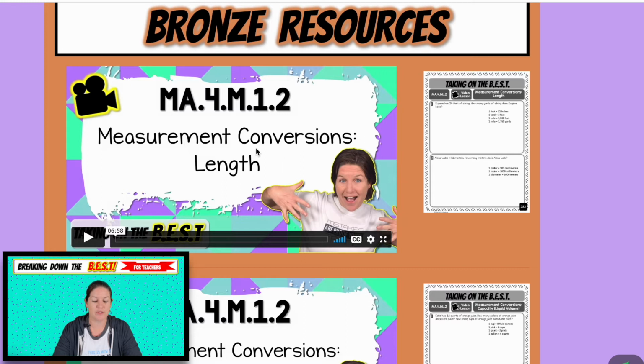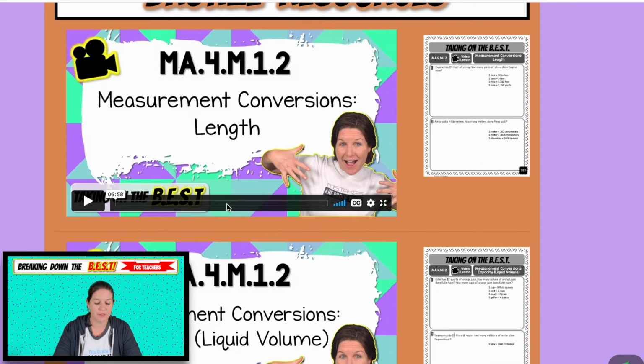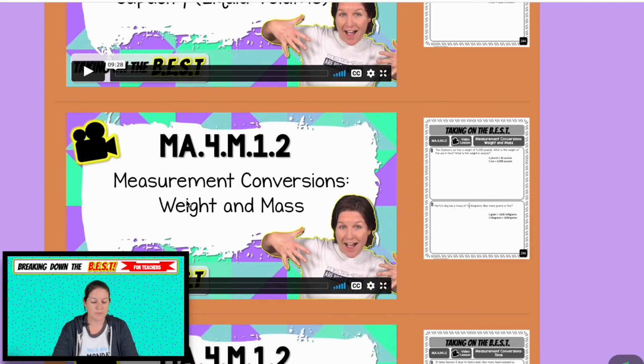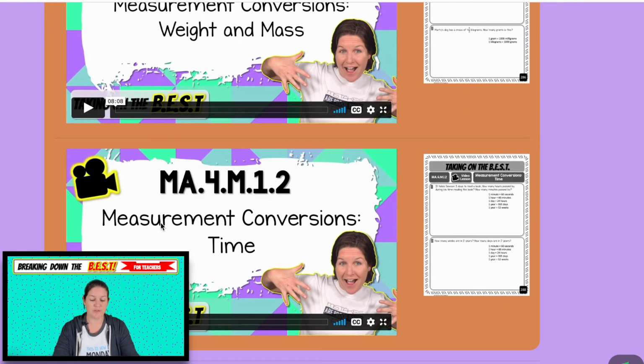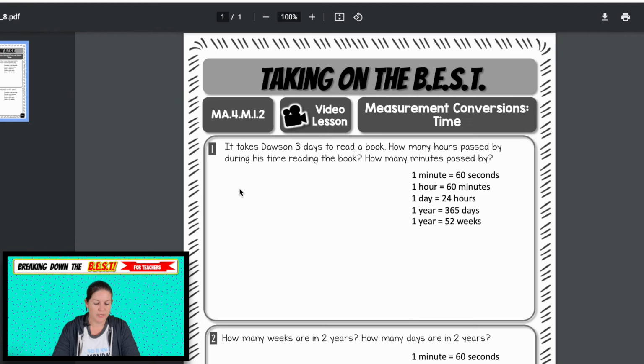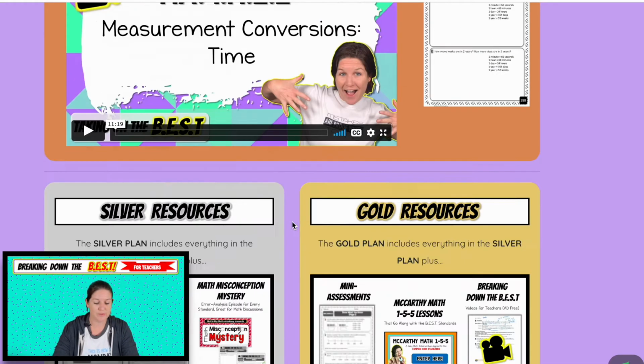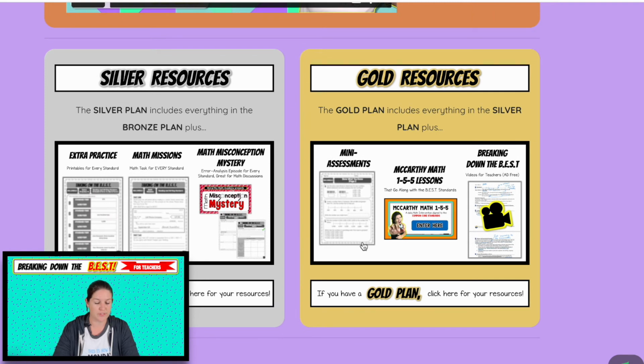So you can see we have a measurement conversions involving length, a video on measurement conversions involving capacity or liquid volume, measurement conversions involving weight and mass, measurement conversions involving time. So 4 different video lessons, each with a printable page right here. You can just click it, open it up, and it's right there. But I'm actually going to show you a closer look at this as we go through the silver resources.